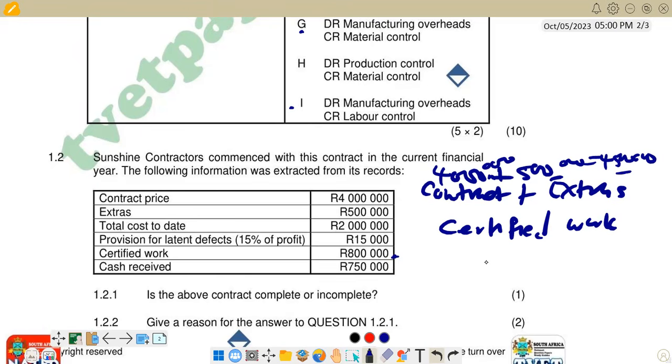So if they are equal, that's when we say it's complete. But if they are not equal, it's incomplete. So basically, this incomplete is the most appropriate there. So they're saying give a reason for that.